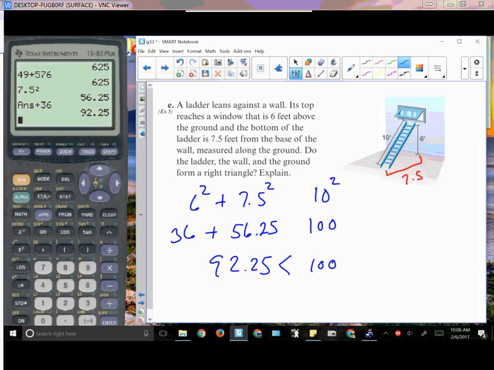Why? Because we know that A squared plus B squared is less than 10 squared, so it's not a right triangle. Therefore, it cannot be a right angle. Might be really close, but no. There you go.